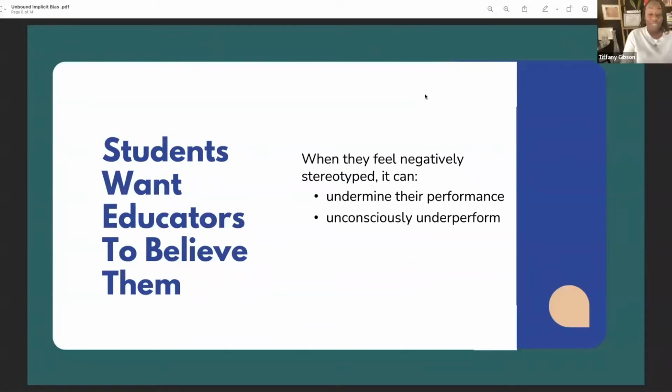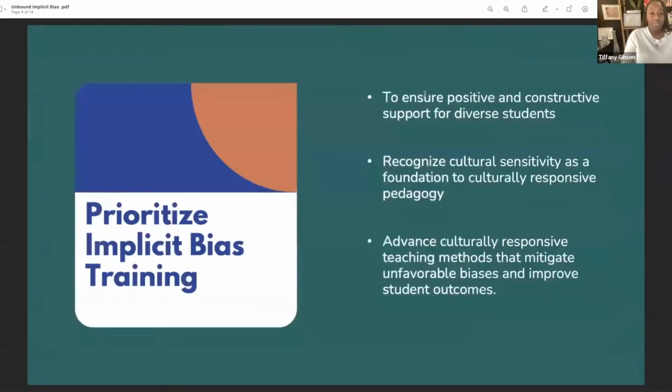Because the confirmation bias that I get from the negative stereotype leads me to believe that all the negative things about me are true. And so, as educators, we want to make sure that we are giving micro affirmations to our students to let them know that we see them, we hear them, we value them, and we want them to win. So, we want to prioritize implicit bias training. One, to ensure positive and constructive support for our diverse students, because they do need separate support. And that is the difference between equality and equity.